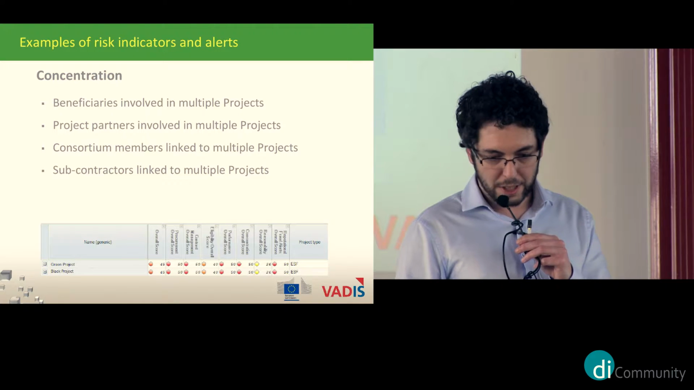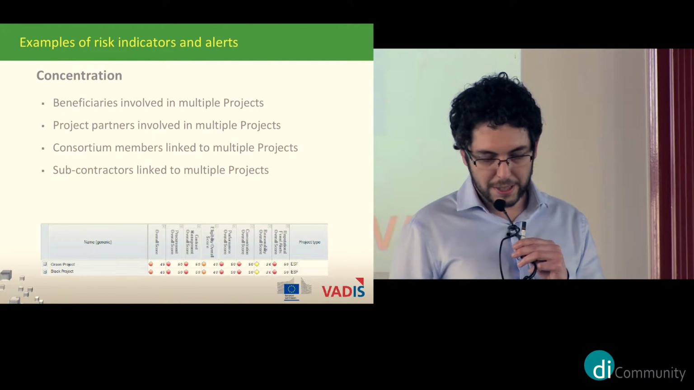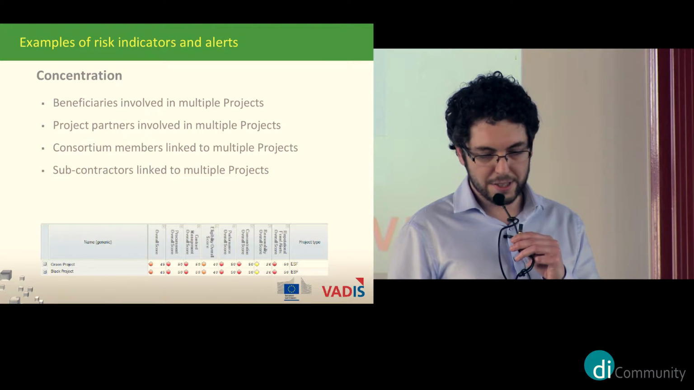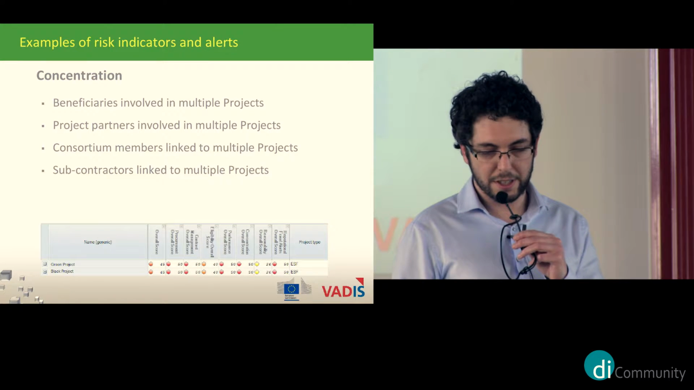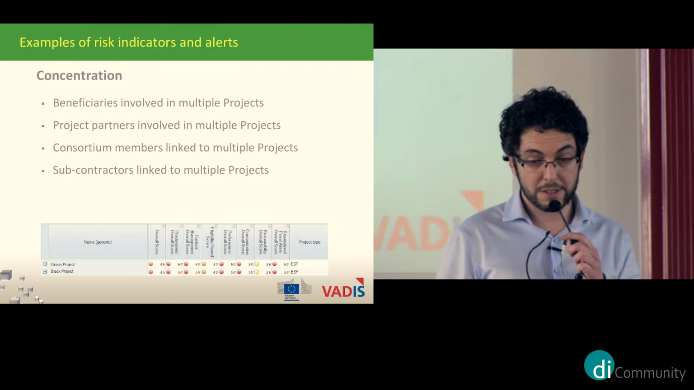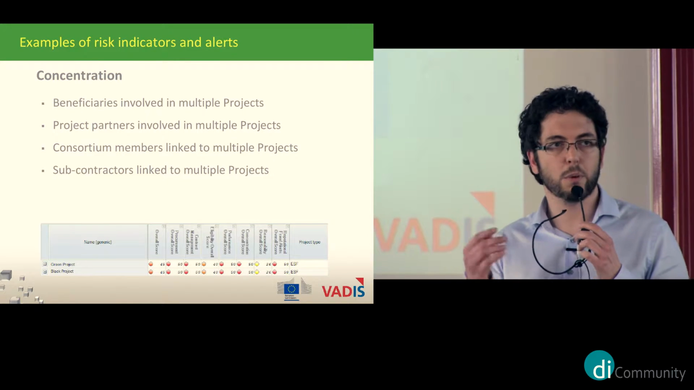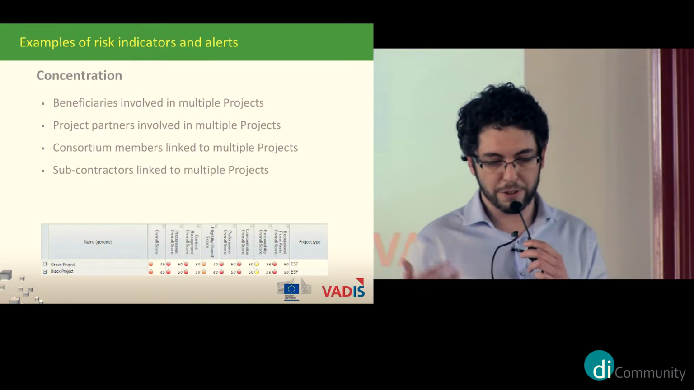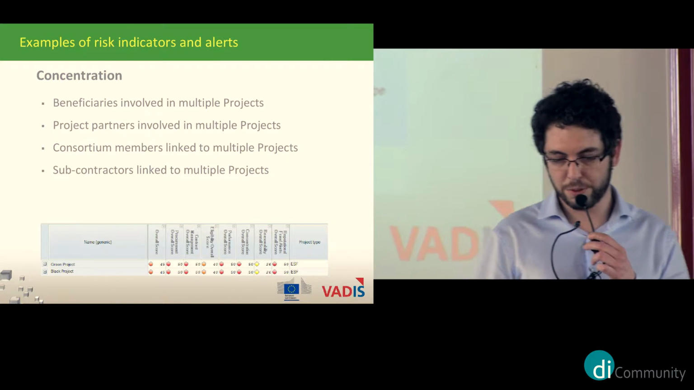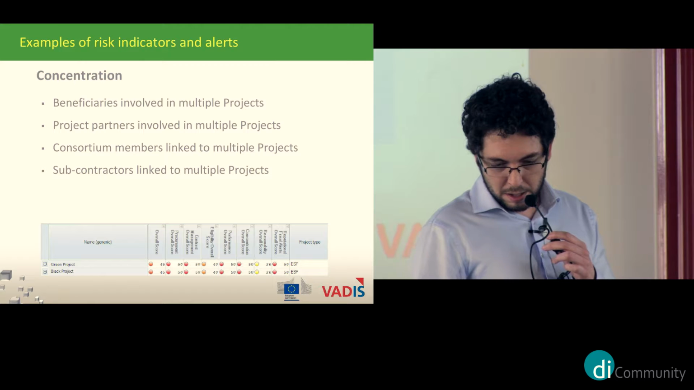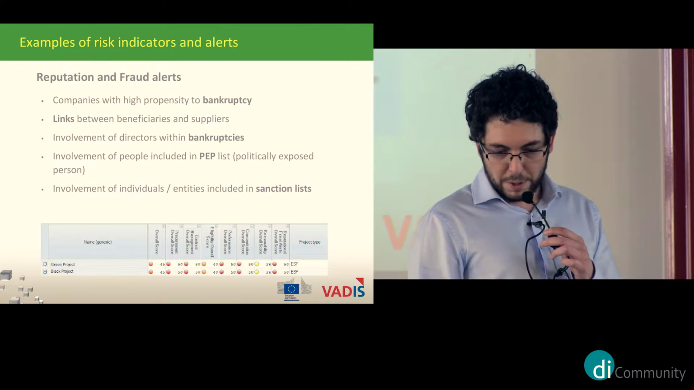Okay, concentration, that's another one. It's more or less the same. So you have beneficiaries involved in multiple projects, or project partners which are recurring. If you always see the same people over and over, maybe there is something you want to check. Okay, reputation.